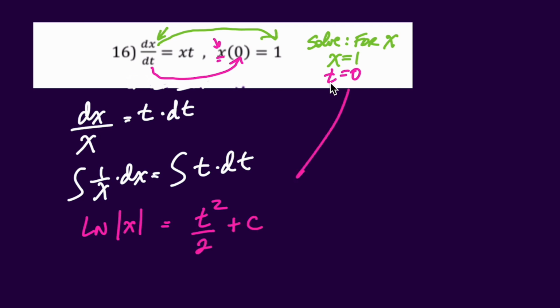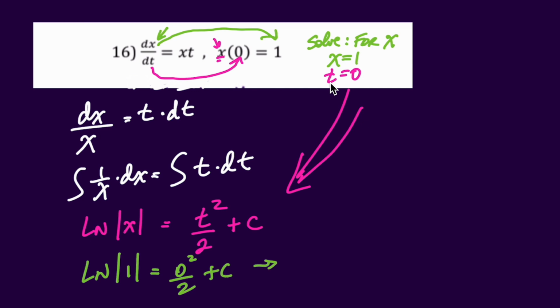This is a great time to go ahead and substitute. We want to substitute early. So down here in green, we're going to have x equal to 1. Therefore, the natural log of 1 is going to equal t squared. T is 0 plus c. The natural log of 1 is 0.